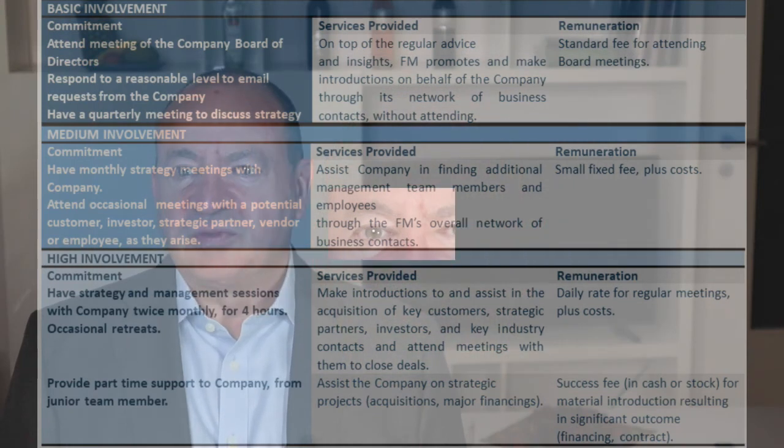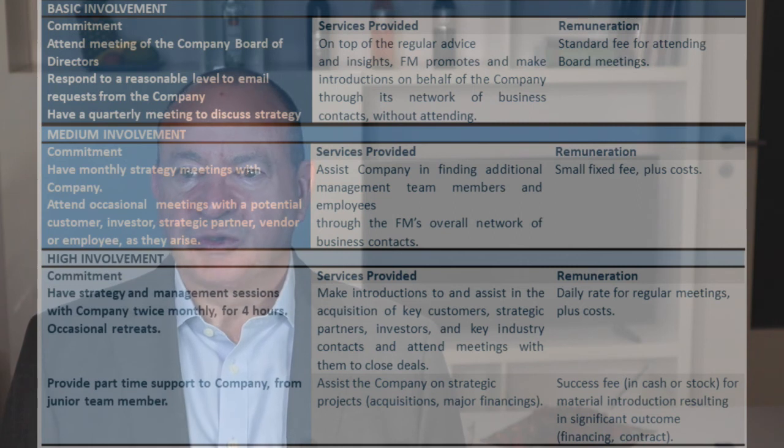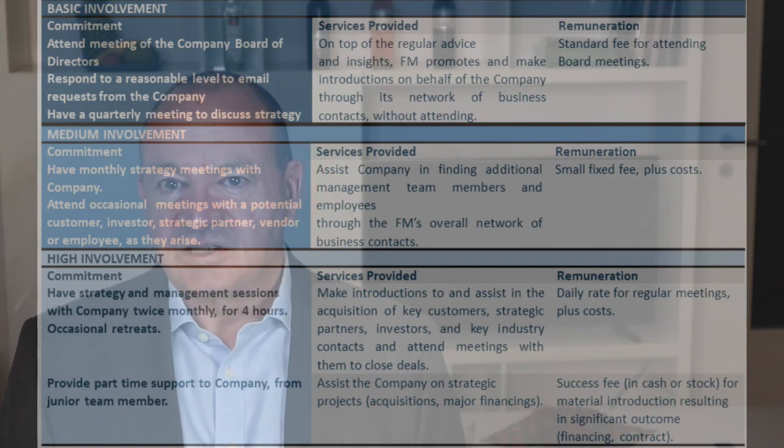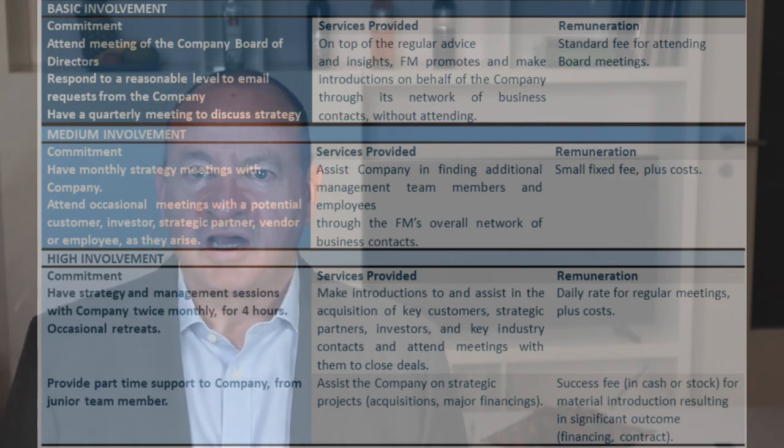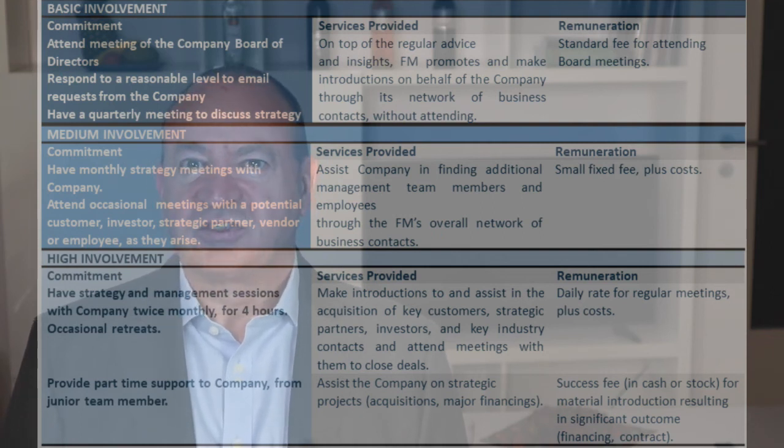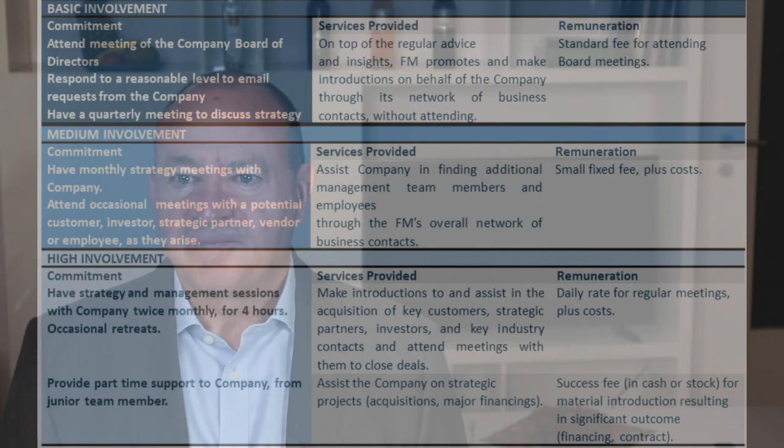Then we've got the medium involvement. Now we scale up our strategy meetings, so we have an in-depth meeting once a month. We attend occasional meetings with potential partners, so potential employees they want to recruit, or suppliers or customers or finance providers or others. So we show up to meetings to give support, maybe to show the partner that we're behind the company.